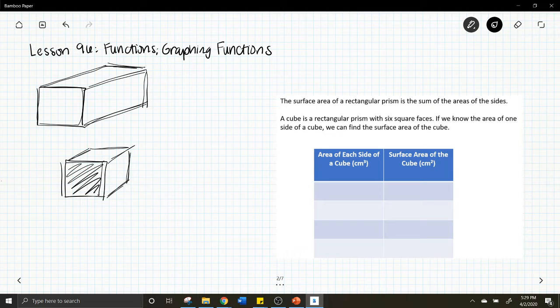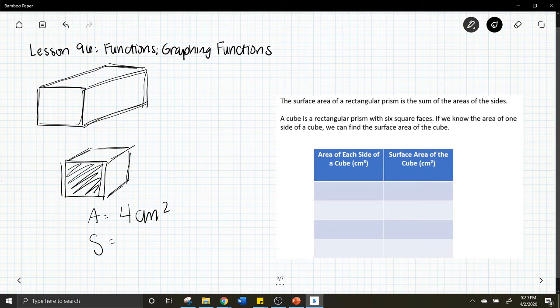Their table is already filled in. So let's fill that in, and let's try to figure out how to go from the area of one side to the surface area of the whole cube. Let's say the area of one side of the cube was 4 square centimeters. What's the entire surface area going to be? Well, we would take that area and multiply it by 6, because there are 6 faces. So if the area of one side of a cube is 4 square centimeters, then the surface area is going to be 24 square centimeters.